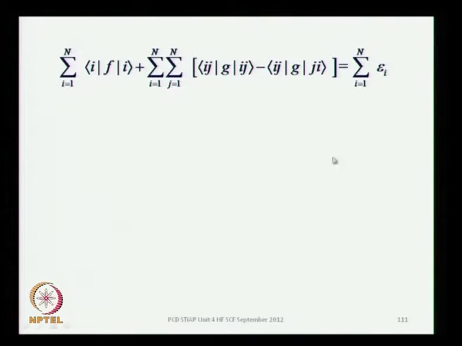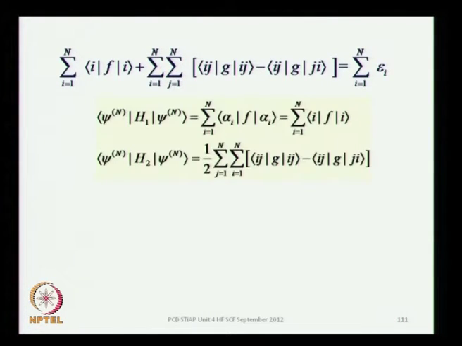So, here we are, this is the summation of those terms. The Coulomb and the exchange terms are summed over both i and j, the other terms are summed over only the i index, and this will remind you of the expectation value of the 1 electron operator and the 2 electron operator.